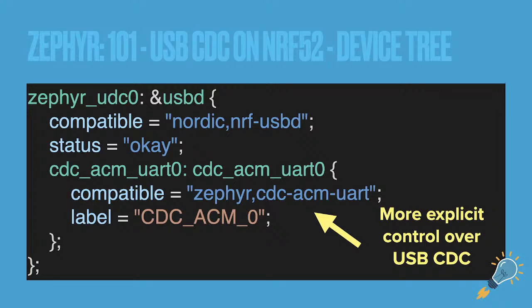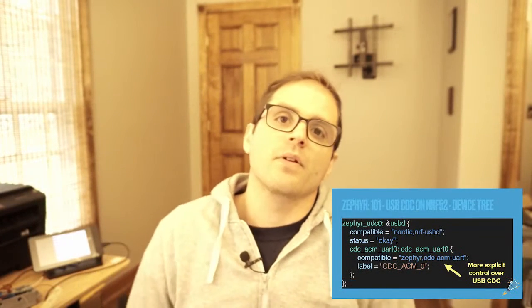There's also, so this is what I was explaining about in giving more control, you can actually define that ACM UART and set it to the compatible device binding. Create that label. You saw that label. It's the same label that was set in the configuration as before. And this will give us a little bit more explicit control over the USB UART interface.